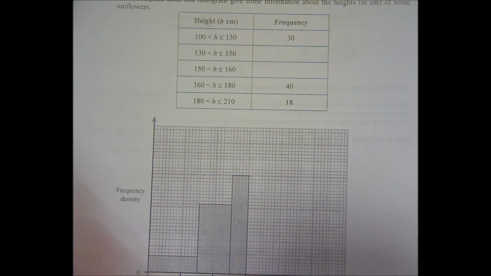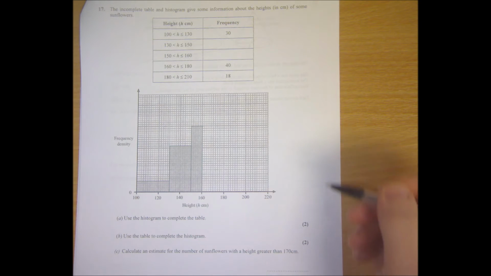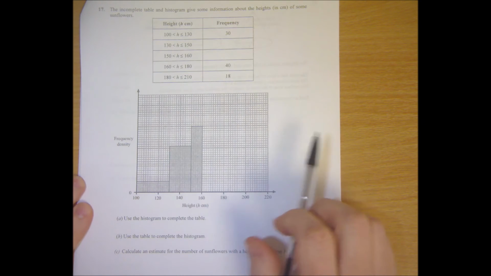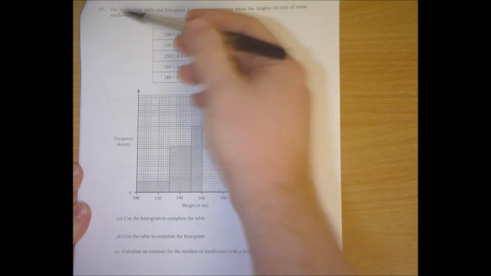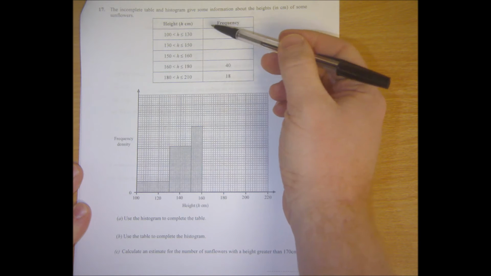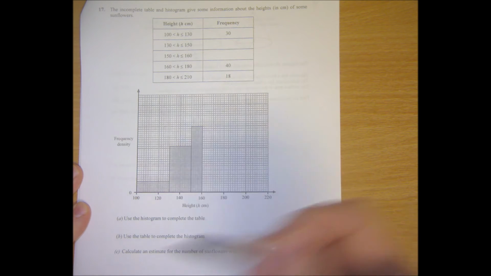So question 17, got a histogram. The incomplete table and histogram give us some information about the heights in centimetres of some sunflowers. We need to find these missing gaps here and use the histogram to complete the table, and therefore also use the table to complete the histogram.